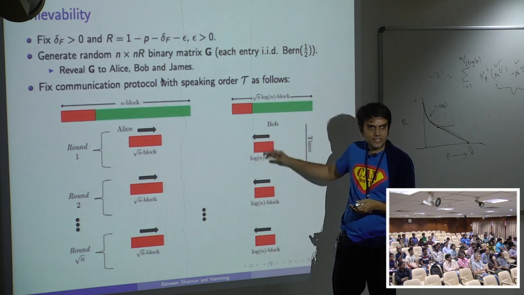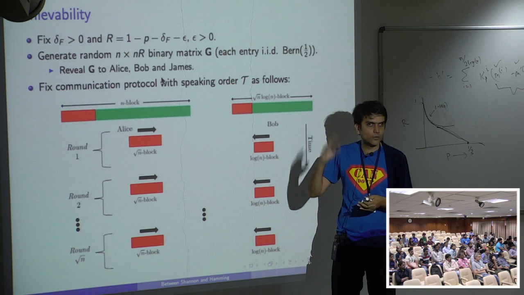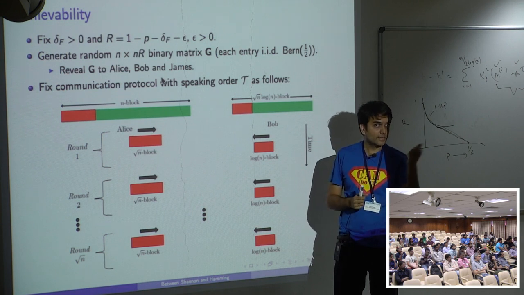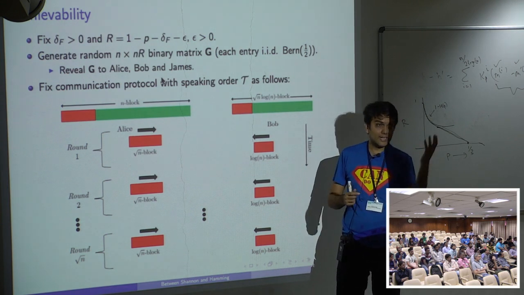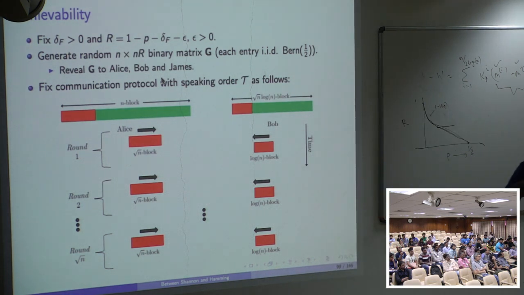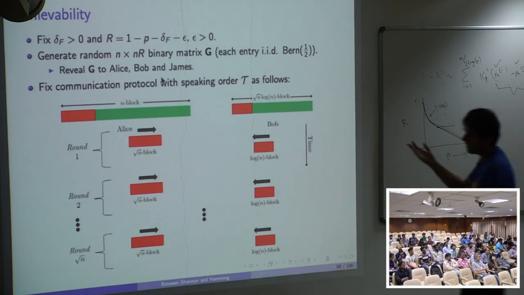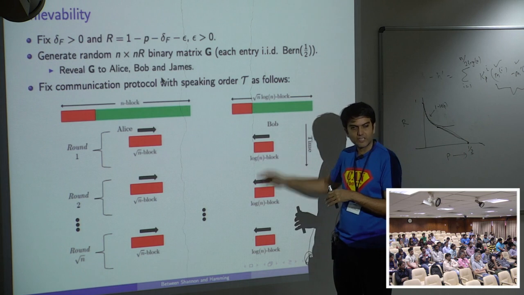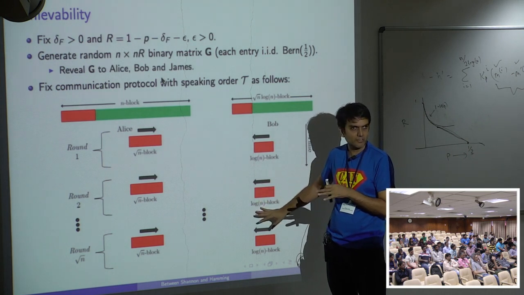Really, what will Bob say initially? He'll just keep saying can't decode, can't decode, can't decode. So that's just a single bit, 0 or 1. Can I list decode yet? Can I not list decode yet? Okay, that's just a single bit. And initially, of course, he can't list decode yet. He cannot hope to list decode until, well, at least order square root of n rounds. So initially, his feedback will not really be very useful.